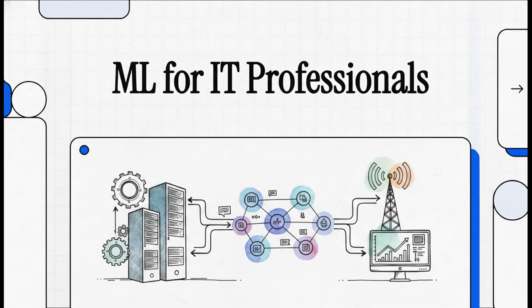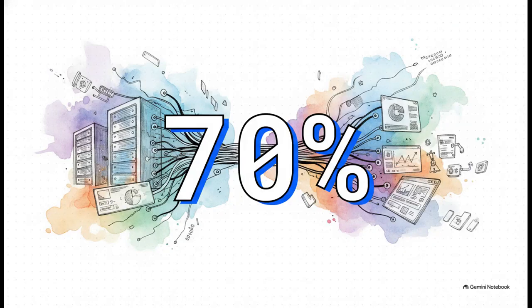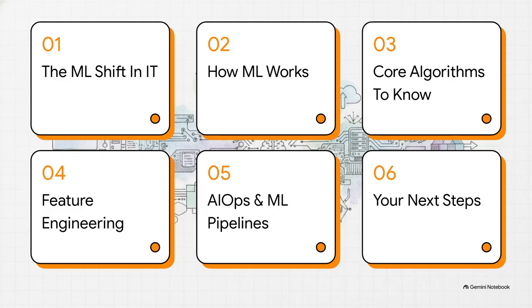Let's get into it. We need to kick off Chapter 8 with a massive wake-up call right out of the gate. 70%. That's right, 70% of enterprises already use machine learning-powered tools in their IT stack. This ML revolution isn't some distant concept coming in the next 5 years. It is already running in your environment today, whether it's powering your smart monitoring dashboards or managing your automated ticketing systems. So here is our roadmap for today.